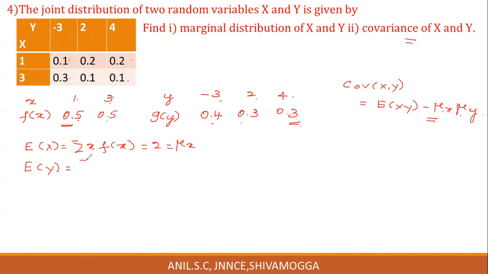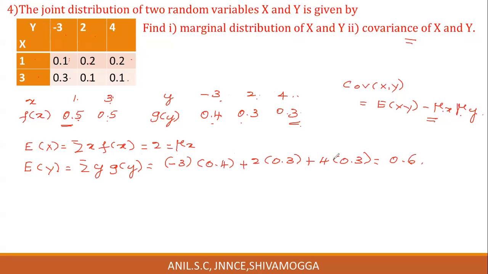This is equal to summation y into g of y. This is equal to minus 3 into 0.4 plus 2 into 0.3 plus 4 into 0.3. 0.6. 4 into 0.3 minus 4 into 0.3 will get cancelled. 2 into 0.3 is 0.6.